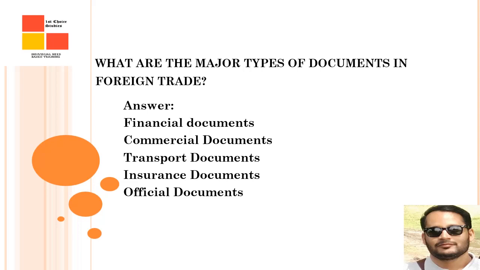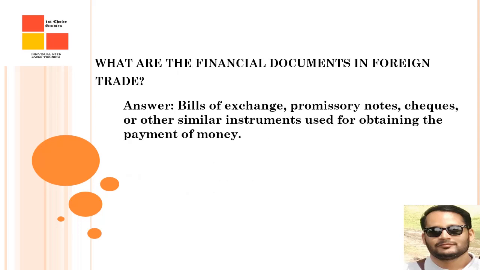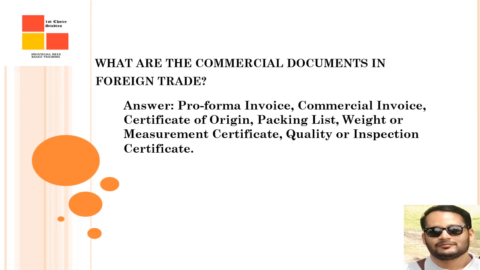What are the major types of documents in foreign trade? Answer: Financial documents, commercial documents, transport documents, insurance documents, official documents. What are the financial documents in foreign trade? Answer: Bills of exchange, promissory notes, checks, or other similar instruments used for obtaining the payment of money. What are the commercial documents in foreign trade? Answer: Pro forma invoice, commercial invoice, certificate of origin, packing list, weight or measurement certificate, quality or inspection certificate.